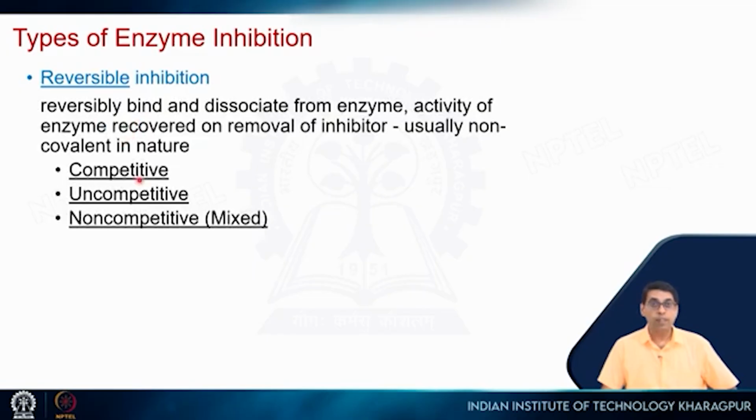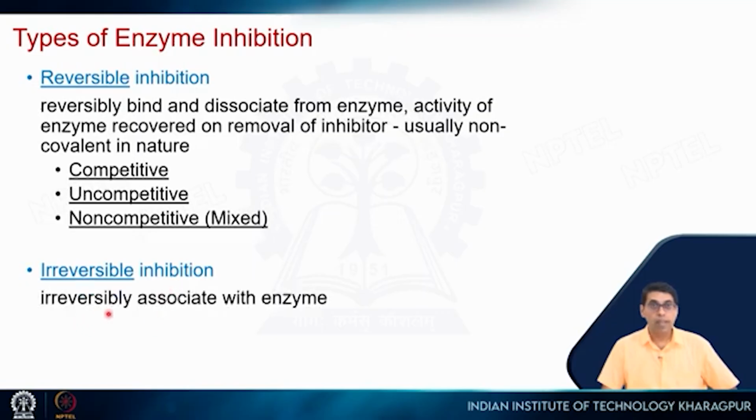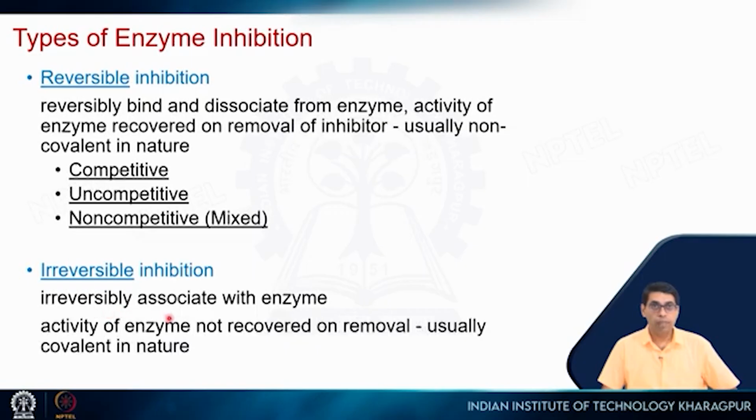It turns out that there are three types of reversible inhibitors. One is competitive, the second one is uncompetitive, and the third one is non-competitive or mixed inhibition. In all of these cases, the inhibitor can diffuse out of the enzyme. Wherever it binds, it can also diffuse out. The second type of inhibition is called irreversible inhibition. In this case, the inhibitor forms a covalent bond and binds the enzyme irreversibly. So the enzyme activity cannot be regained. These inhibitors permanently inhibit the enzyme.